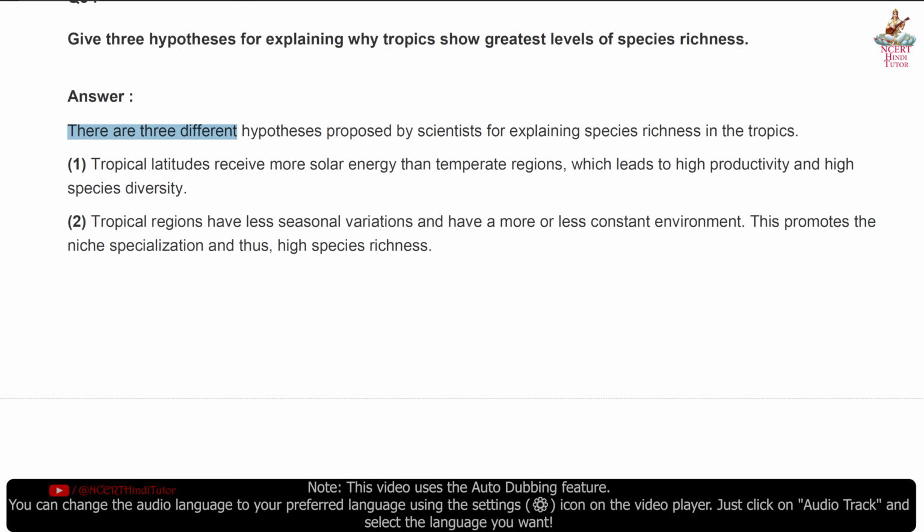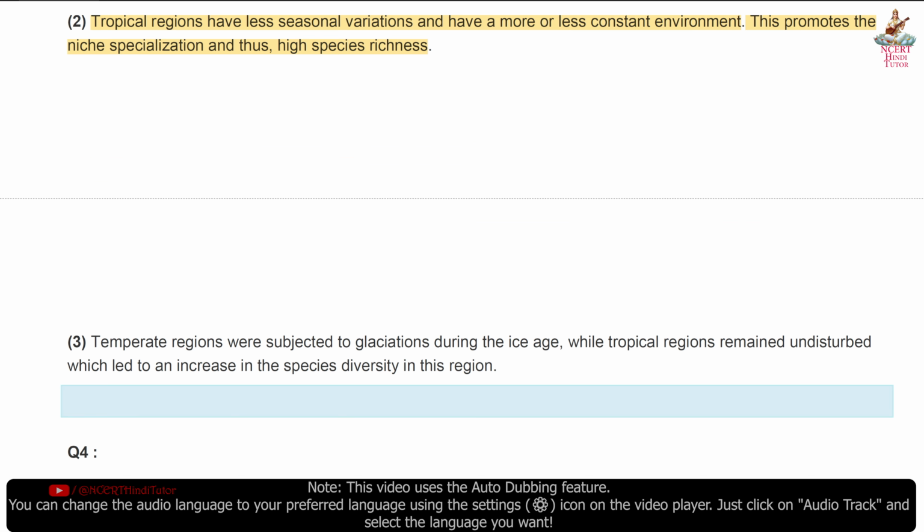Answer. There are three different hypotheses proposed by scientists for explaining species richness in the tropics. First, tropical latitudes receive more solar energy than temperate regions, which leads to high productivity and high species diversity. Second, tropical regions have less seasonal variations and have a more or less constant environment. This promotes niche specialization and thus high species richness. Third, temperate regions were subjected to glaciations during the Ice Age, while tropical regions remained undisturbed, which led to an increase in the species diversity in this region.